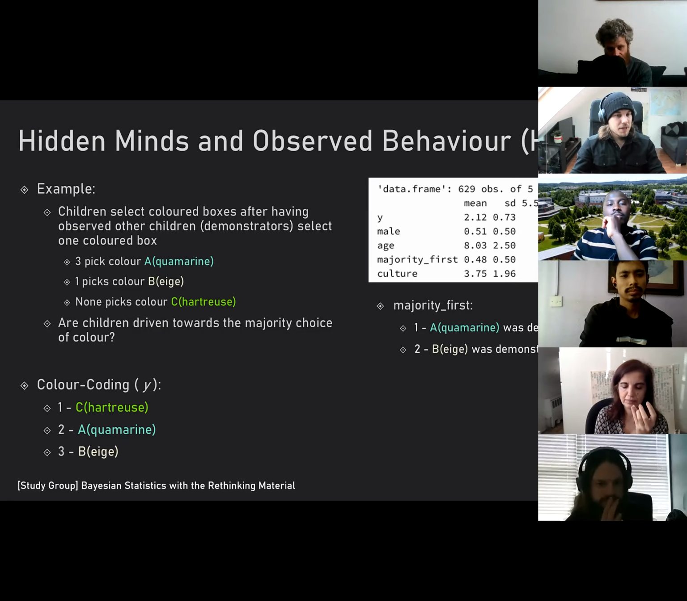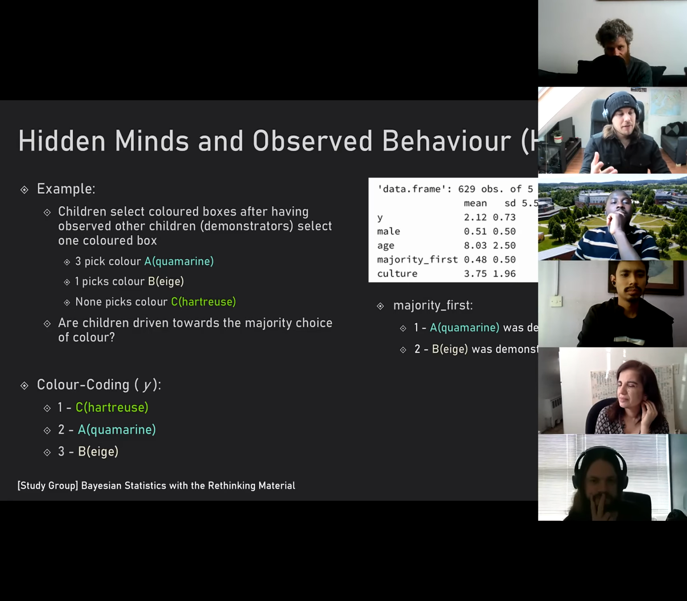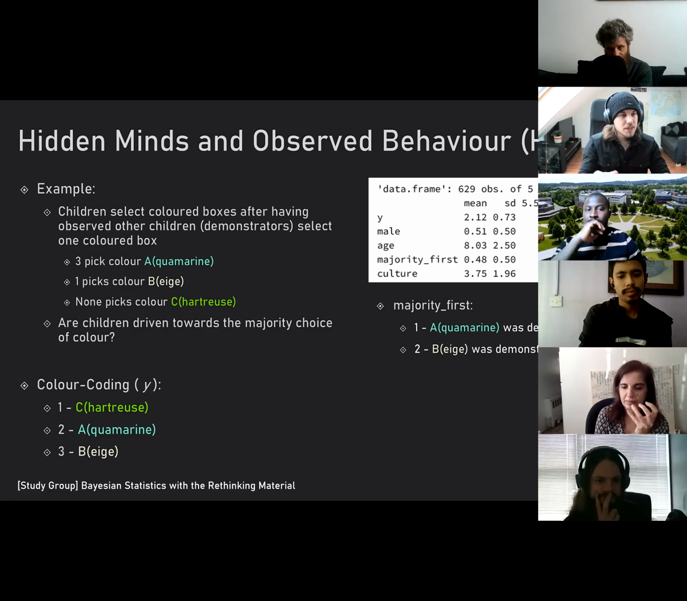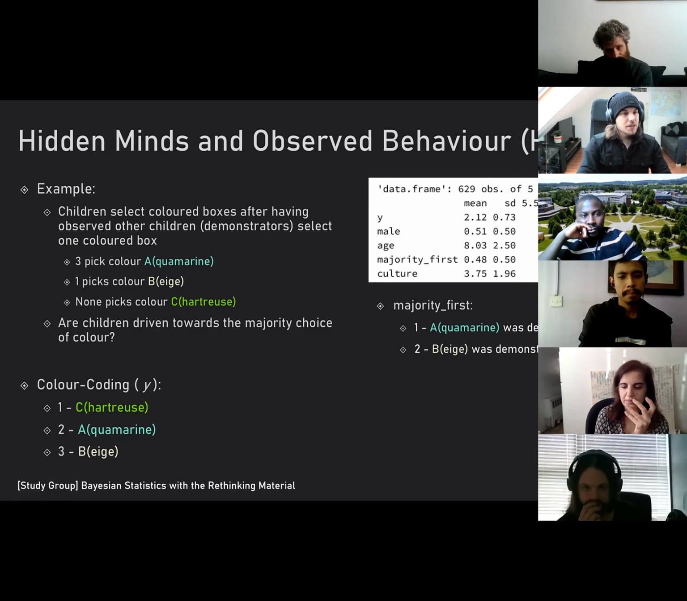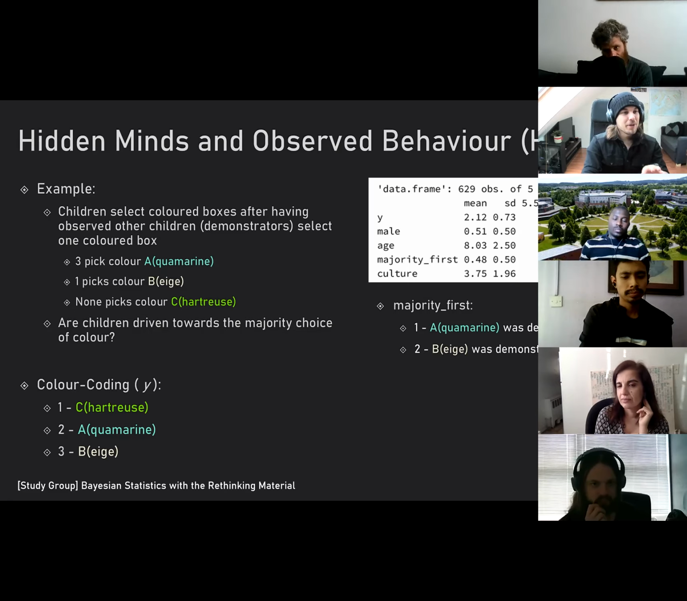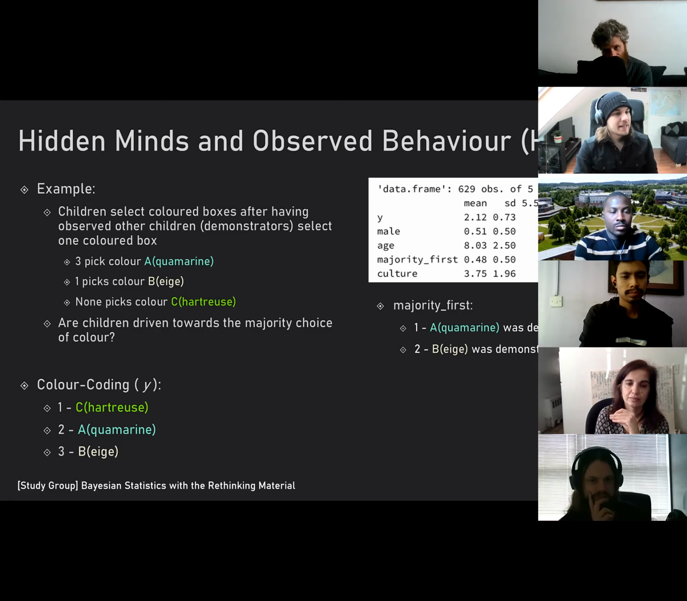Now, the big question that comes up is, having seen this, how influenced are the kids that then come up after the demonstrators have picked their boxes? How much are the kids that we now observe taking their boxes? How much are they influenced by the majority choice of color? Do they all just go for the majority choice of color? That's the big question here.